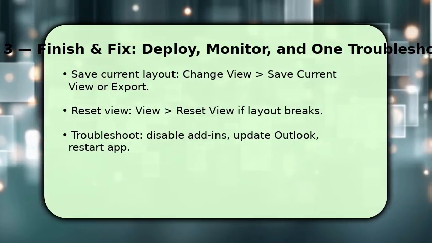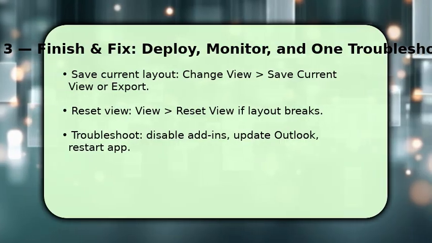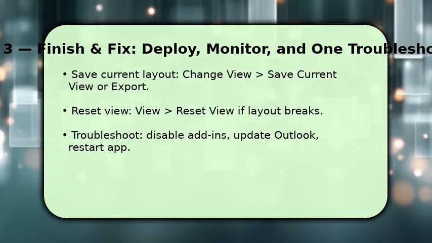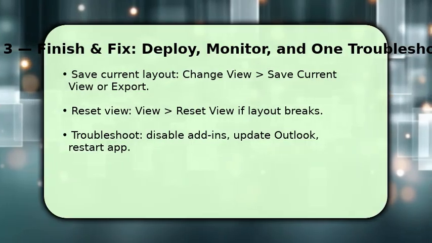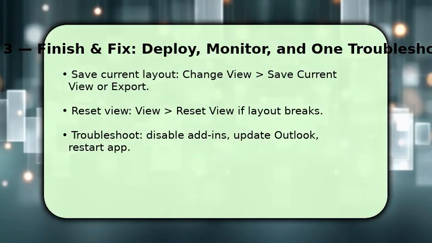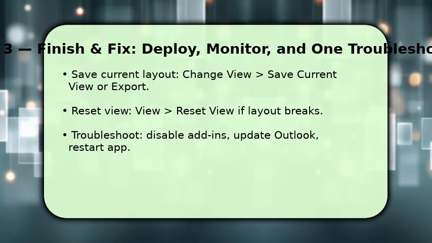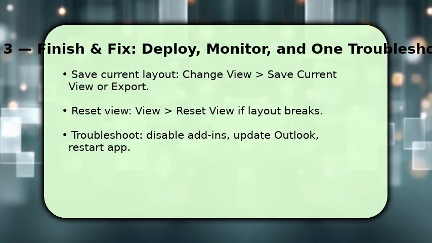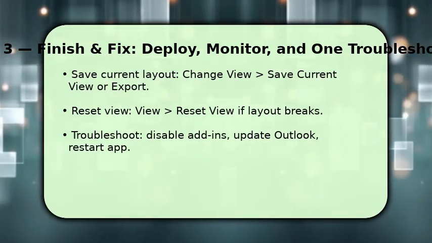If things go wrong, try View, Reset View to revert because corrupted view files are common. Also, disable add-ins and update Outlook before resetting. These steps often fix persistent layout glitches. Finally, restart Outlook and verify your saved view loads correctly, ensuring a consistent workspace.